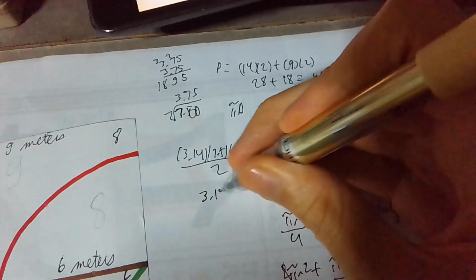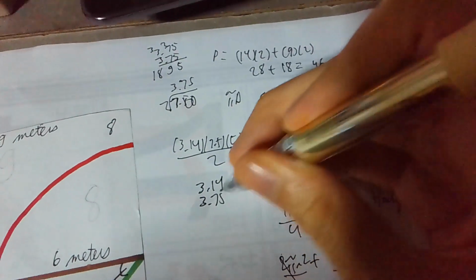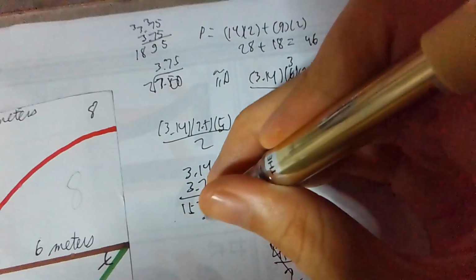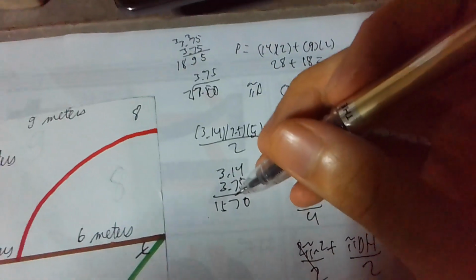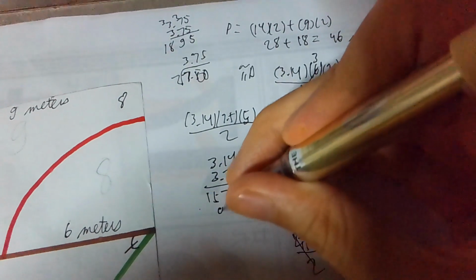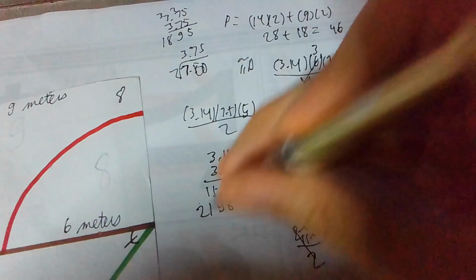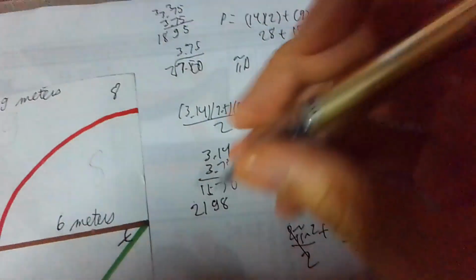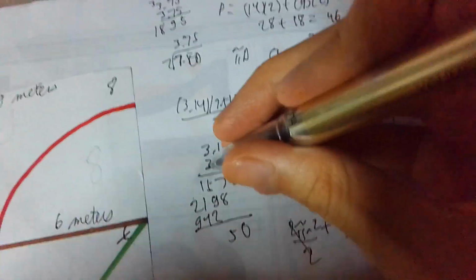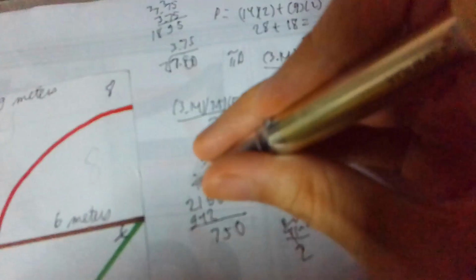Tama, it's 37.5. So, therefore, it's 3.14 times 37.5. Ganito siya. And this should be 1570, 21.98, di ba? And then 942. Add this up all together. 5, 6 plus 9, 15, 17, 7, 11. So, therefore, that's our answer.